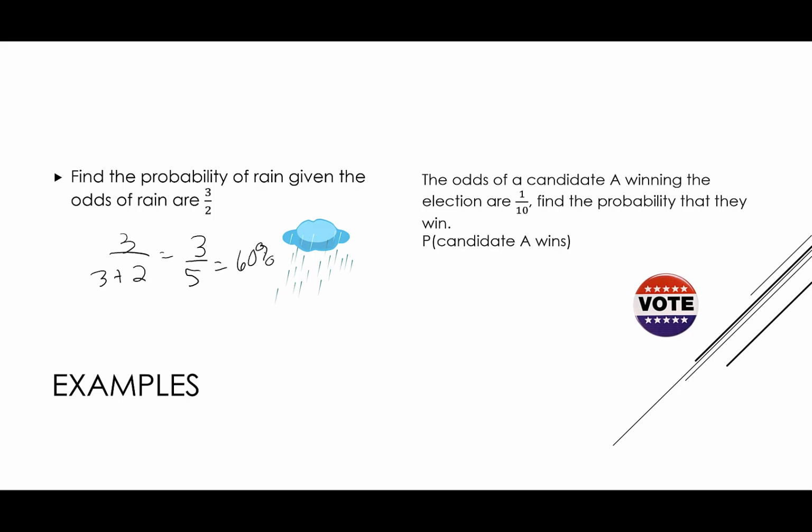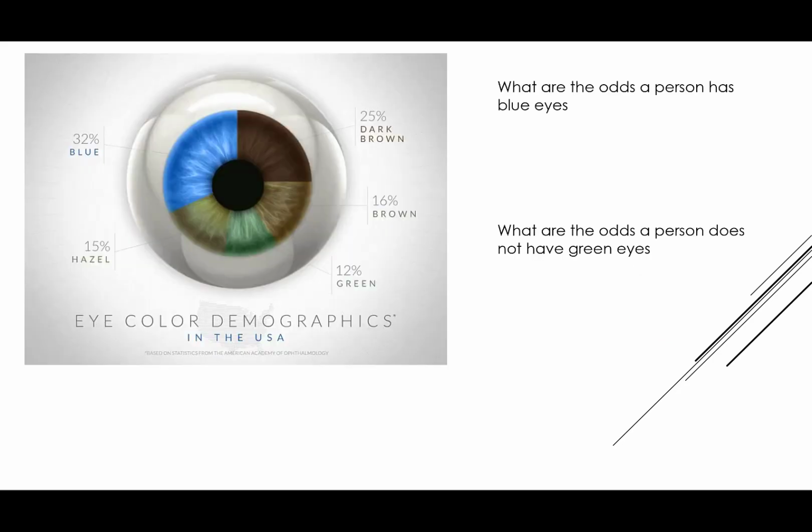Let's look at one more. This says if the odds of a candidate A winning an election are 1 to 10, find the probability that they win. So again, we have 1 way that they're going to win, but we have 10 plus 1, which is 11. So 1 over 11 possible things that could happen. 1 over 11 is 9.09%.